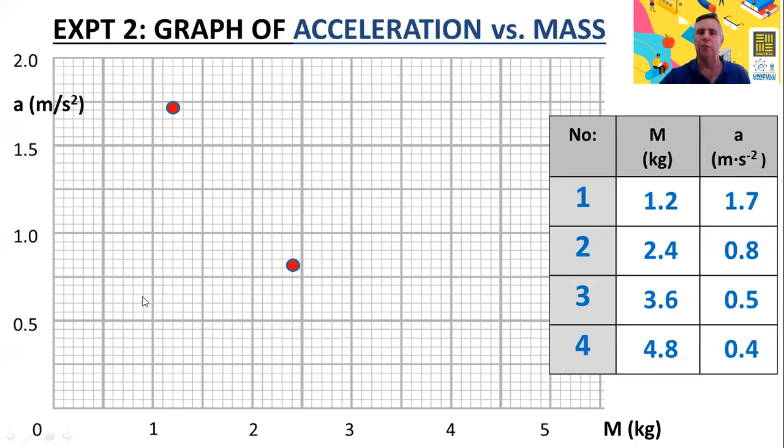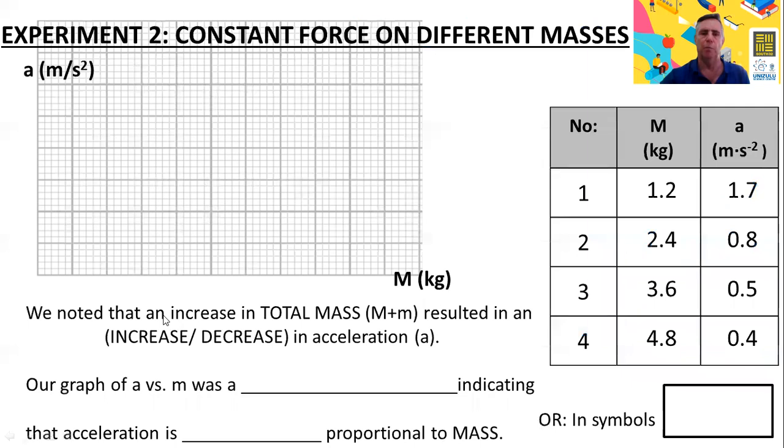Now we notice that as the mass increased, actually the acceleration decreased. Third point, 3.6 kilograms is 0.5. That lies nicely on the line. It's easy to see. And the last point, 4.8 kilograms is 0.4. Now, if we join these, we get a curve. And in fact, it's a very special type of curve that we call a hyperbola. It's an inverse relationship. So we can fill in our conclusion.